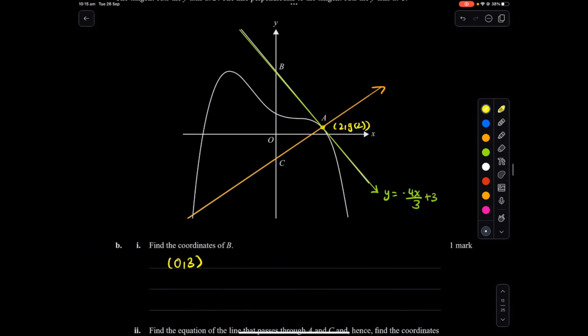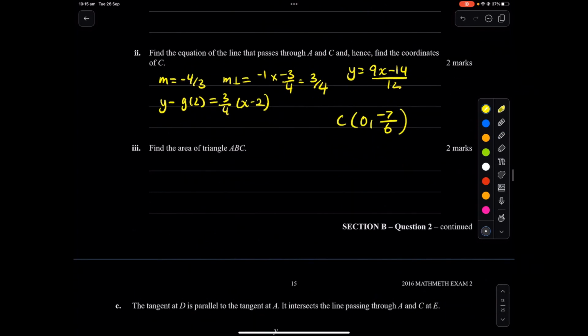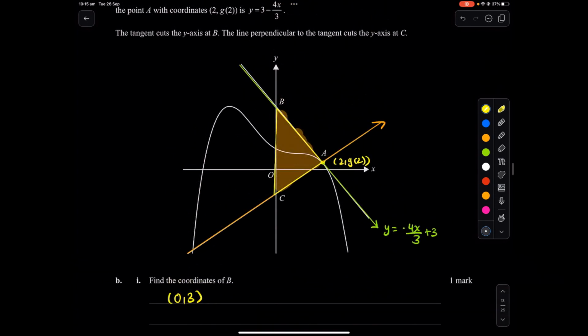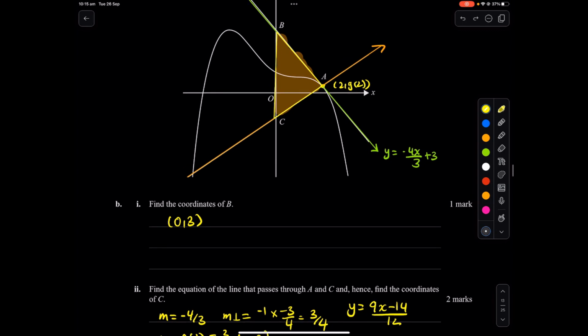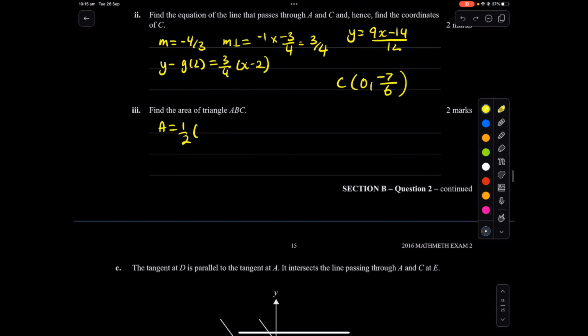So, okay, A, B, and C. We want to calculate the area of this triangle right over here. Nice and easy. We know that the area of a triangle is half times your base, which is this length here. We know b is 3, so this is 3 plus 7 over 6.